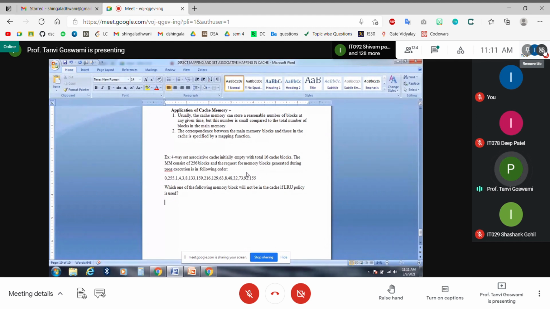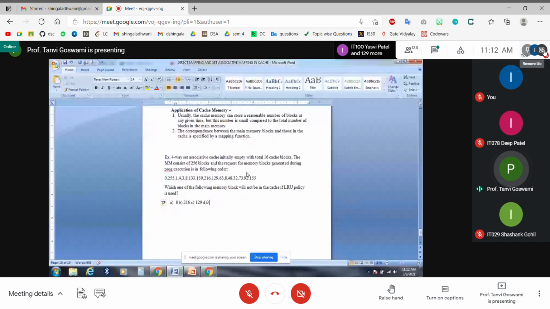Okay, so your options are block number 8, then block number 216, then block number 129, and then block number, let us say, 3. You need to identify which block will not be present in the cache if the LRU policy is implemented.